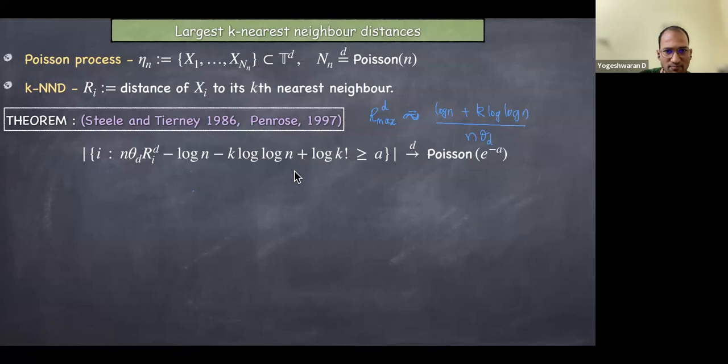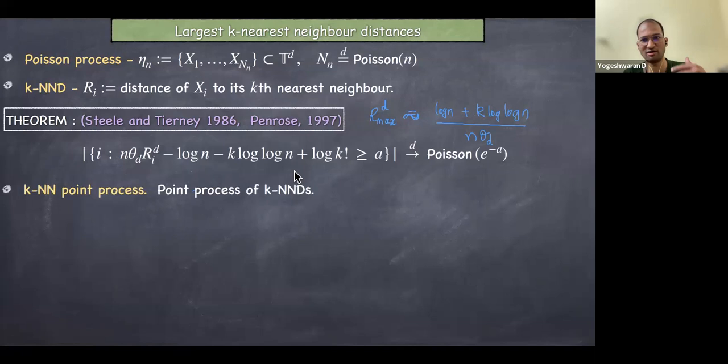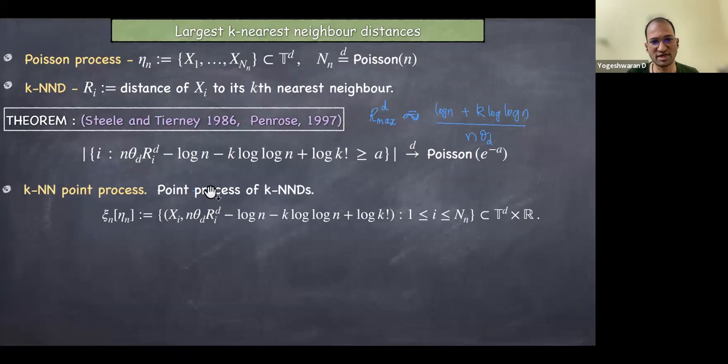Now what people did is they looked at a further refinement of this. What was considered by many people is that you look at a point process constructed out of the scaling. You look at the point x_i and its scaled nearest neighbor distance. Sometimes people call it nearest neighbor volume because you are taking theta_d R_i^d. So you take the nearest neighbor distance, multiply by n theta_d, then subtract log n, k log n, and also log k factorial, and you do this for every point. This is a set of points in the torus times the real line. The R_i's are all positive, but after scaling, they can become negative also. So you look at this point process, xi_n of eta_n. It depends on eta_n and also n. For every eta_n, you have R_i's and you apply a suitable scaling.